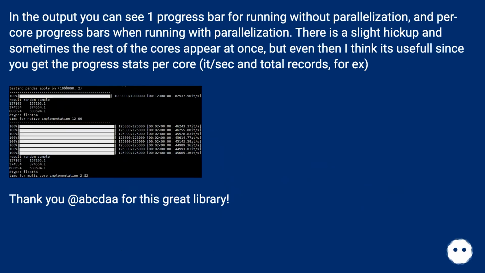In the output, you can see one progress bar for running without parallelization and per-core progress bars when running with parallelization. There is a slight hiccup, and sometimes the rest of the cores appear at once, but even then I think it's useful since you get the progress stats per core, like it/sec and total records. Thank you to the authors of tqdm for this great library.